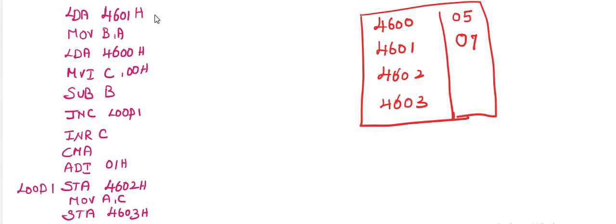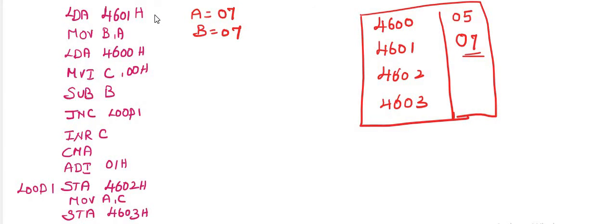So see here, load accumulator, we are taking 4601 as one value. So now the accumulator value at 4601 is 07. So we can take it as 07. Then that accumulator value is moved to the B register. So now B register will be 07.